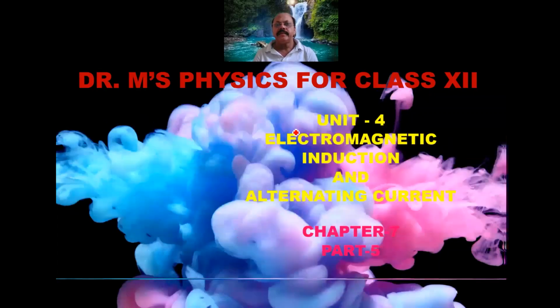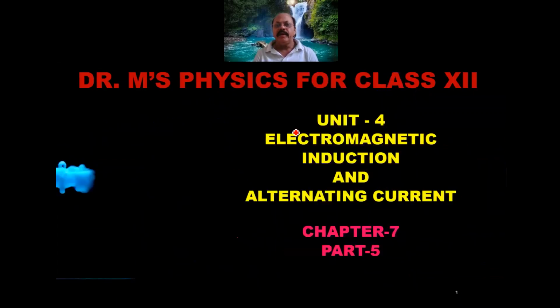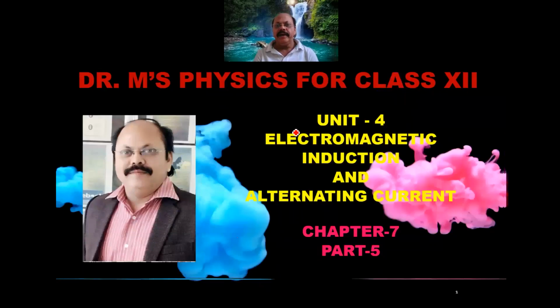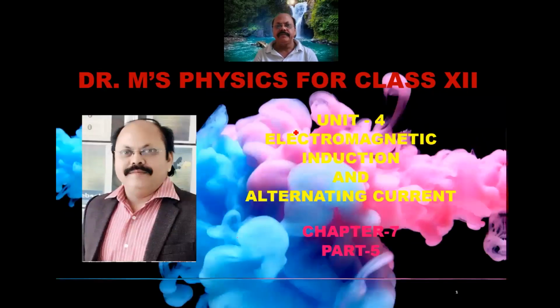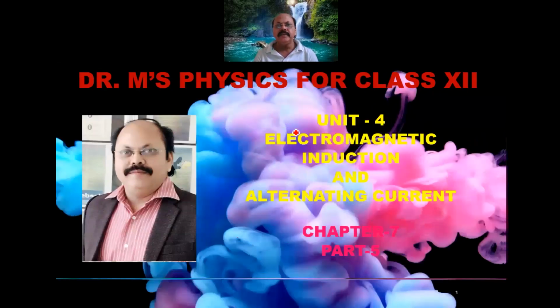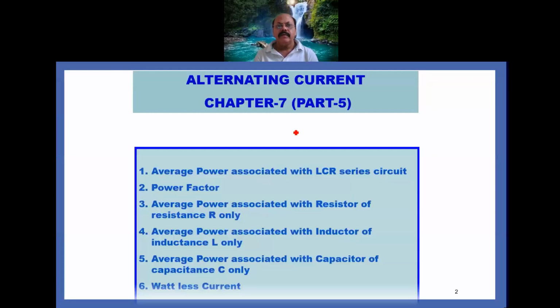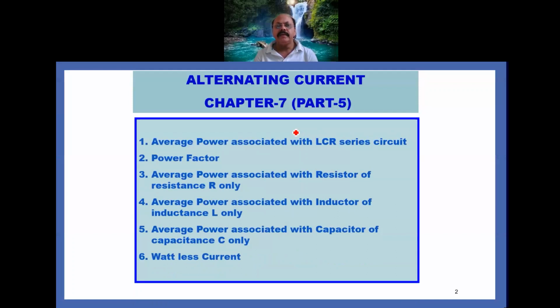Dear students, today's topic of my lecture is Alternating Current, Chapter 7, Part 5. So, what you have to learn in it? The first topic that we discuss is average power associated with LCR circuit.